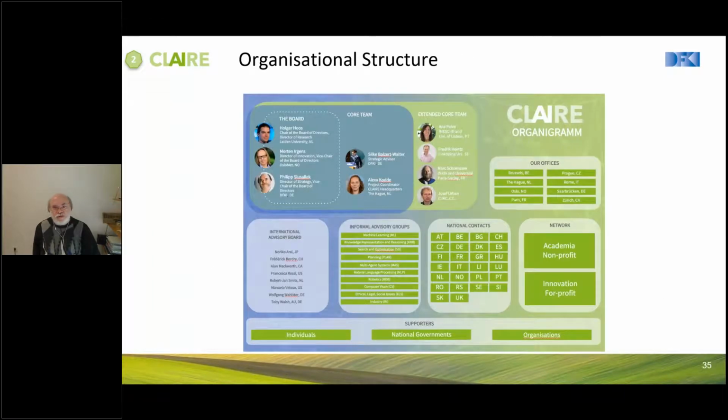I don't have time to go through how we organize CLAIR, but very quickly, the three founders form the board. We have a core team, an extended core team with some top people from European AI. We have a number of offices all across Europe now. We have a number of informal advisory groups who help us for specific areas of AI. The advisory board I mentioned, we have these national contact points, and we're building this academic network, which pretty much exists, and we're just starting to build an innovation network, which is essentially an industry network across all of Europe. We've started this, and I have some more information on that.